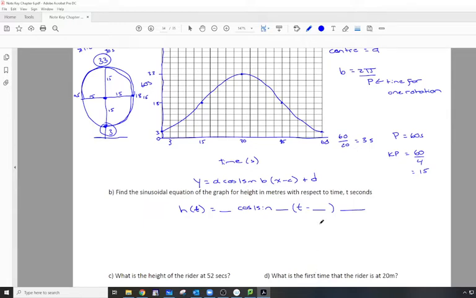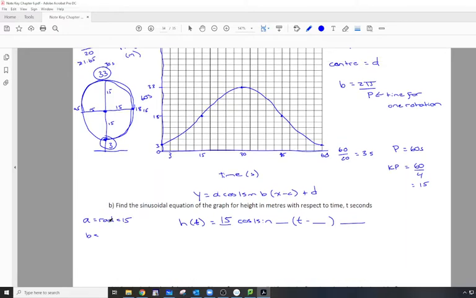So what are we going to do? Well, we already determined that the amplitude is the radius. So our amplitude is going to be 15. We'll talk about whether we're picking cos or sine in a second, but let's talk about our b value. So again, a is the radius, which equals 15. B, we already set up here.